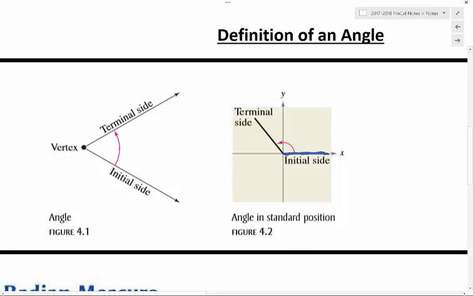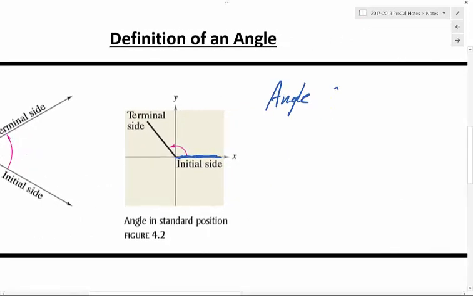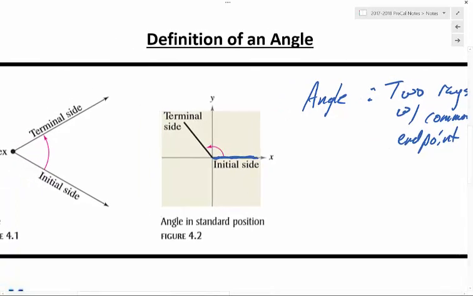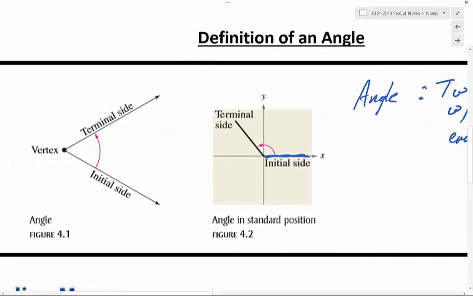A lot of the angles that we will sketch and deal with will correspond to the x and y axis. An angle is basically two rays with a common endpoint. That's what an angle basically is. You've got two rays, they extend off in infinite directions, and they have a common endpoint that is called their vertex. So here you have the vertex of the angle, the initial and the terminal side.